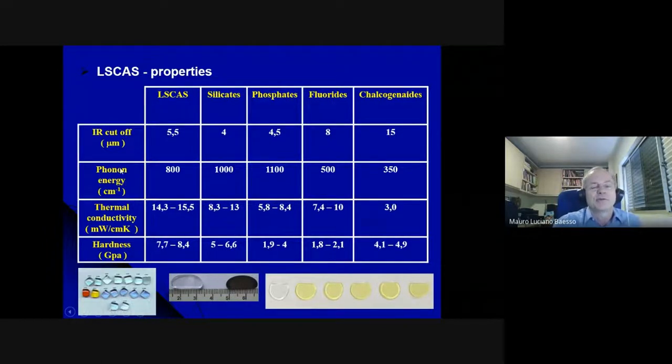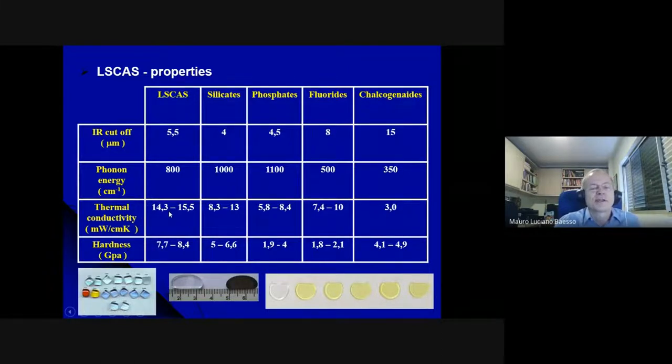And phonon energy, which is very important for luminescence. When you have a high phonon energy, usually you have low luminescence. So you want a glass with lower phonon energy. So our glass, low silica, is around 1800 centimeter minus one, and silicates 1000, and phosphates 1000. Of course, the fluorides and chalcogenides are much lower than the other oxide glasses.